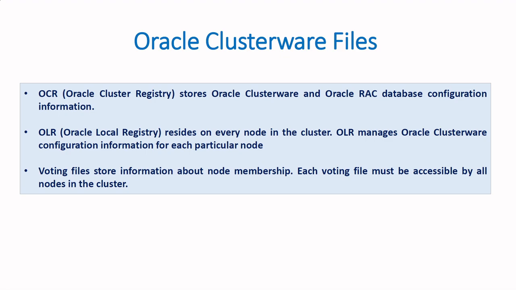Oracle clusterware files are basically OCR, OLR and voting files. OCR is the Oracle Cluster Registry, OLR is the Oracle Local Registry, and the voting file is nothing but about node membership. The Oracle Cluster Registry is the configuration. Basically it stores the clusterware and database configuration information. So it stores everything, and I'll cover more in detail. OLR is local on every node, and the voting file is about node membership, and it should be accessible by all nodes in the cluster. So let's take a look at all of this in detail.